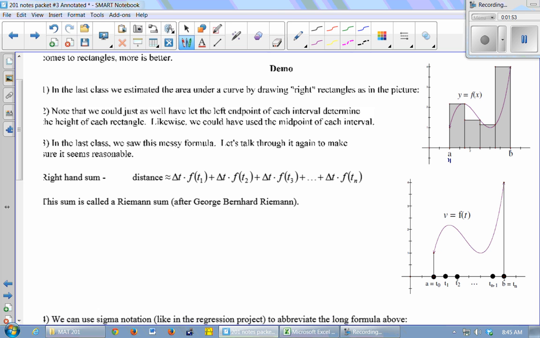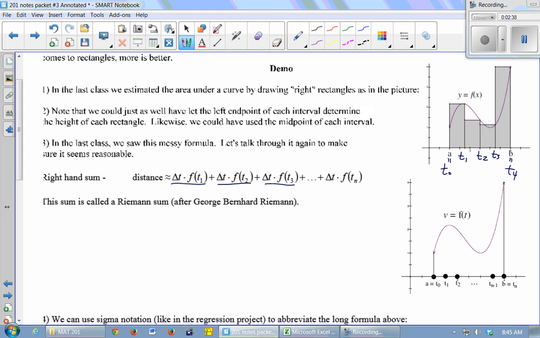So in this case, a would be called t sub 0. The next point would be t1, then t2, then t3, and b would have a second name, t sub 4. So in this case, n is 4 because I used 4 rectangles. So this first rectangle here, its width is delta t, and its height is the function value at t1. The right endpoint of the interval from t0 to t1 is f of t1. So this is the area of the first rectangle. This next term is the area of the next rectangle, and then the next rectangle, and then you just keep doing that until you get to the last rectangle.